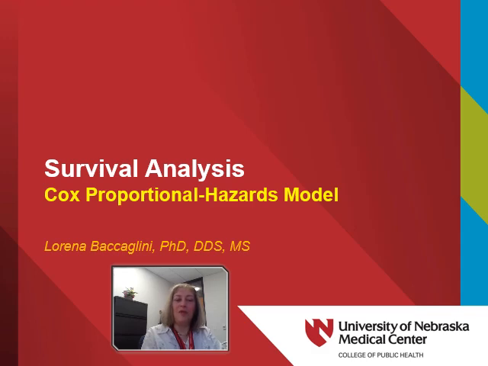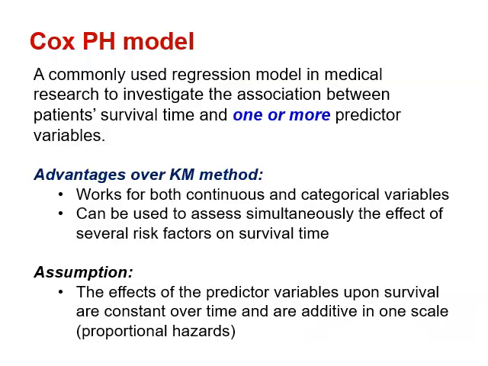In this section, we will review the Cox proportional hazards model. The Cox proportional hazards model is a commonly used model to investigate the association between a patient's survival time and one or more predictor variables. The advantage of this model is that you can include both continuous and categorical variables as your predictors, and also you can assess multiple variables at the same time.